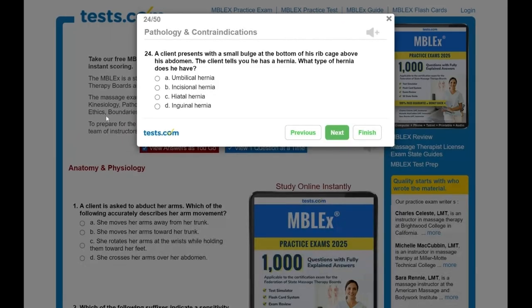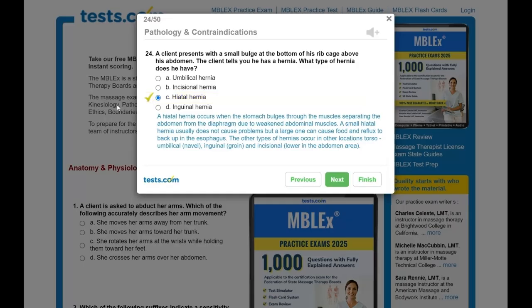Question 24. A client presents with a small bulge at the bottom of his rib cage above his abdomen. The client tells you he has a hernia. What type of hernia does he have? A. Umbilical hernia. B. Incisional hernia. C. Hiatal hernia. D. Inguinal hernia.